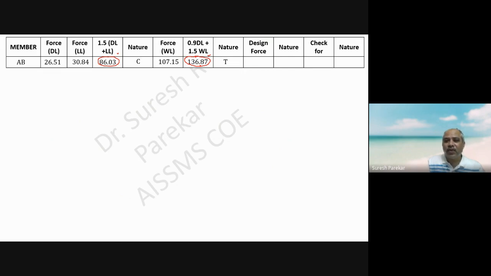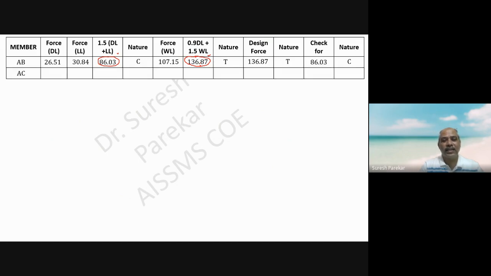So the design force we have is 136.87, which is tensile, and we have to check it for 86.03 in compression. Generally, top chord members and bottom chord members are designed as double angle sections, and whatever internal members we have, that may be struts or slings, are designed as a single angle. If not satisfying, then we may have to go for double angle sections. Then we have AC.